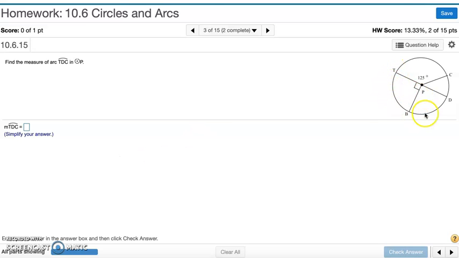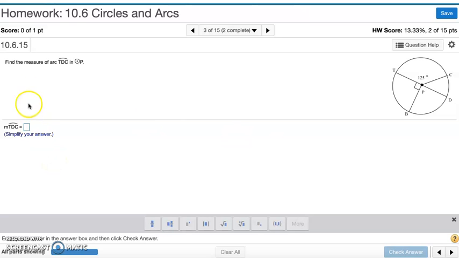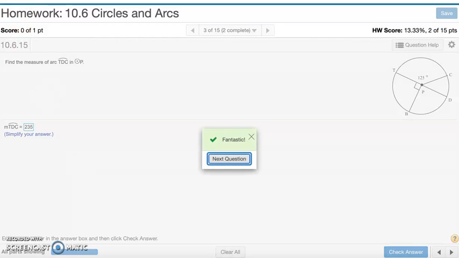Well, T, D, and C is this one here. So to find that, we notice this piece here is 125. If this is 125, so is TC. And the whole entire circle adds up to 360. So we need to do 360 minus 125, and it gives us 235. So typing that in, 235, and that's number 3.